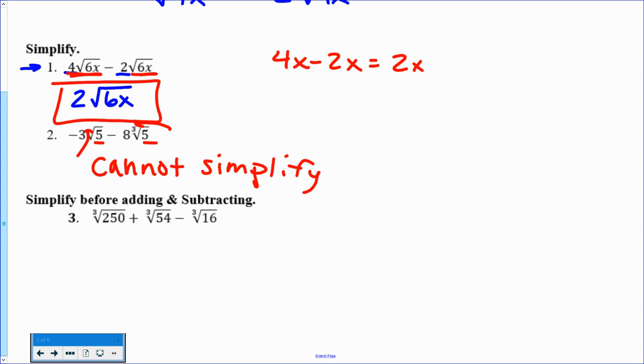Also with adding and subtracting, when I look at my next example for number 3 here, you would look at these and go, well, they are all cube roots, so they all have the same index, but they do not have the same radicand. This one's different. This one I can simplify to see if I could possibly add and subtract, because I can simplify the cube root of 250 using some of my perfect cubes we've been talking about.